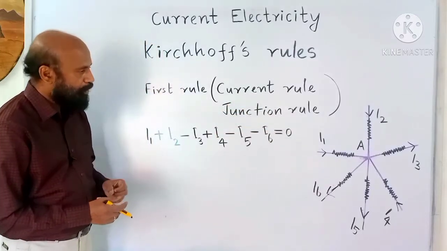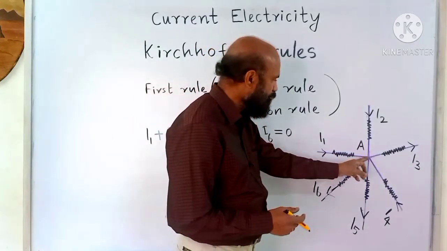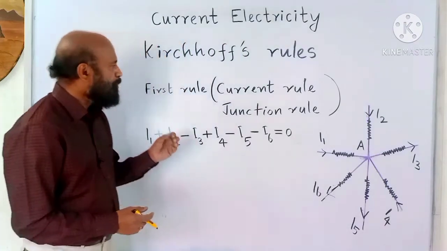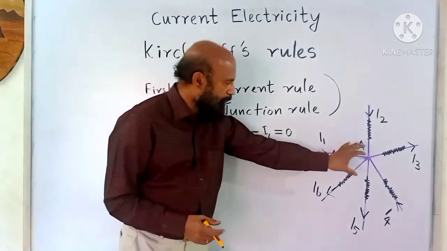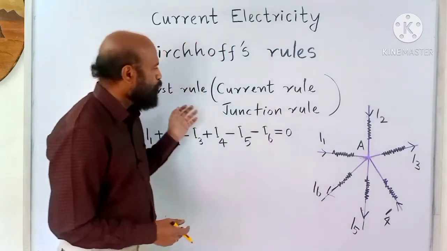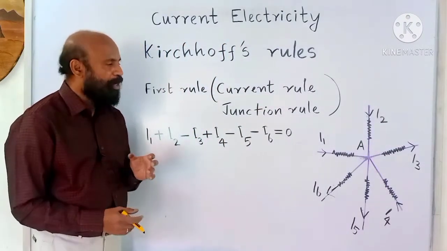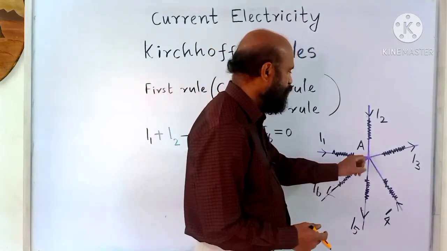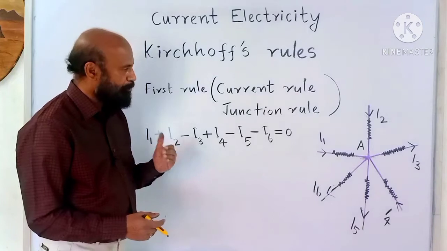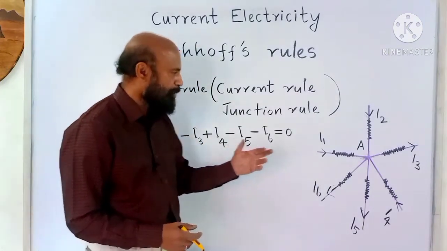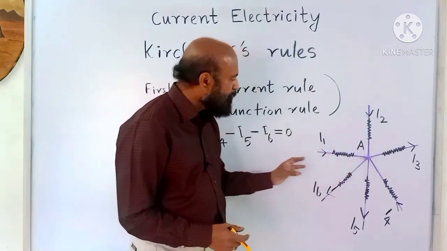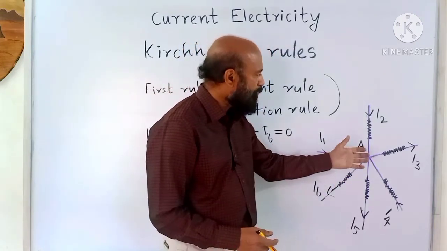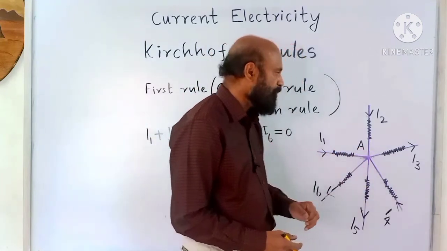It is applicable for a junction. Here there is a junction where many currents are meeting. Then for applying Kirchhoff's law, we have to take a proper sign convention. First rule states that algebraic sum of currents meeting at a junction is 0. When we use the word algebraic, we have to give proper sign convention. Here the sign convention is the current coming towards the junction is taken as positive. Current going away from the junction is taken as negative.